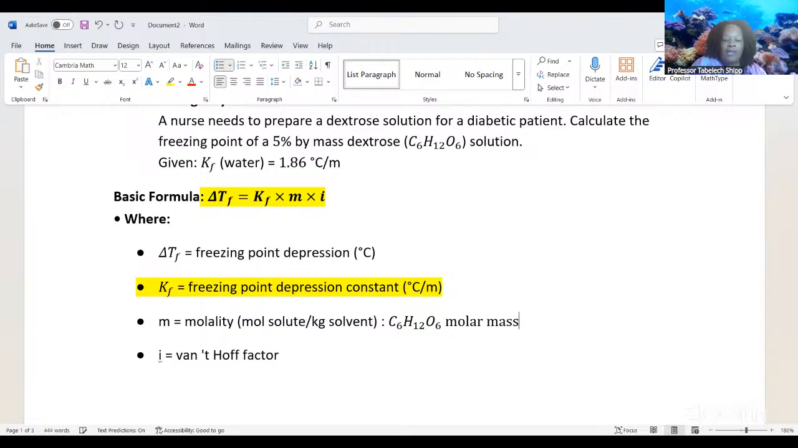Because that's what's going to be associated with this part of the problem right here, the molar mass for dextrose. I'm going to give you that number also. Now, something else you need to know for this problem: when you look at this example, it says 5%.